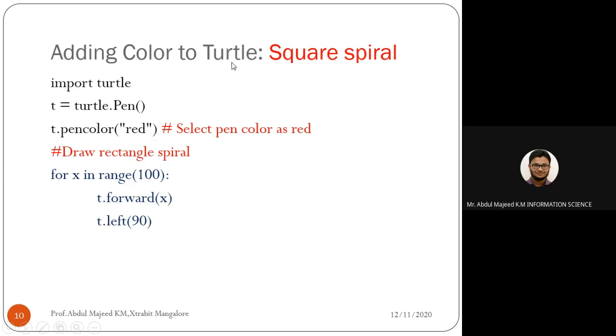Then adding color to our turtle by using a list. First we are explaining how to change the color of a pen. You can write t.pencolor('red'). That means the color of the pen ink will be red, so whatever you write by using that pen will be in red color. Select pen color red, then draw a rectangle. The rectangle will be drawn using red color. If you execute this program, you can see the output.